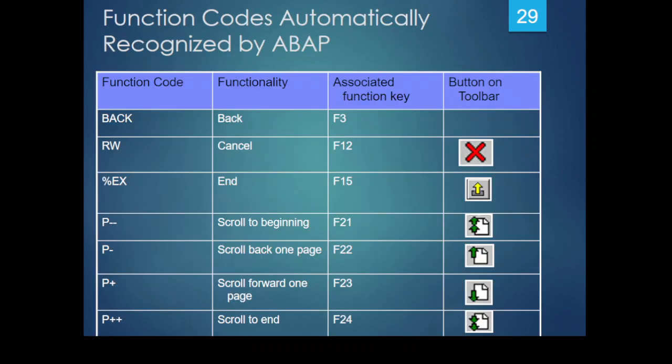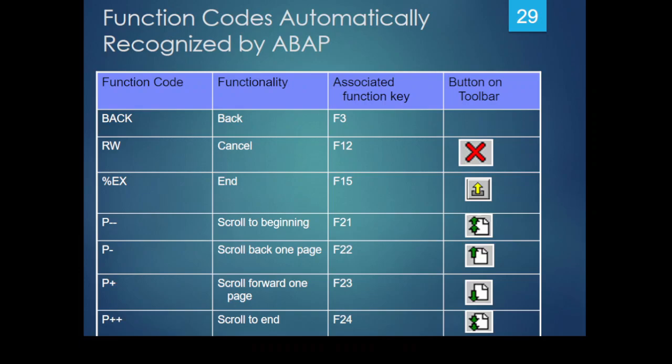Now, function codes are automatically recognized by ABAP because most of the standard function keys have standard function codes. For example, we have the BACK function code for our back button, and the shortcut key is F3, and for cancel we have the RW function code and the F12 function key. And we have the F15 function key, and the function code %EX.